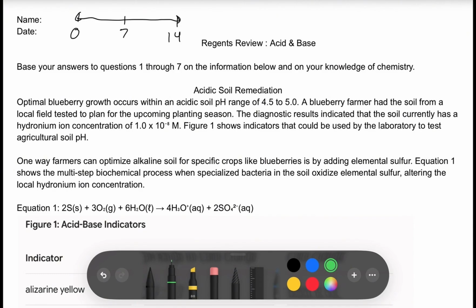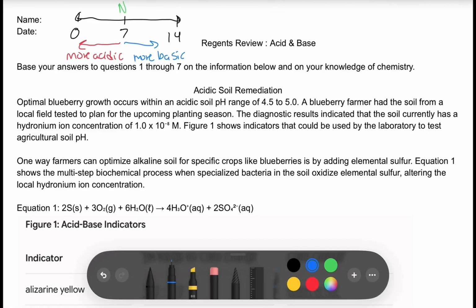So I'm going to mark that as neutral in green. And a pH of 7 means that the solution is neither acidic nor basic. An example is pure water. But a pH below 7 indicates that the solution is acidic. So the lower the pH, the more acidic a solution is. But if you have a pH above 7, it indicates it's a basic solution. So the higher the pH, the more basic the solution is. So I'm going to mark it as more acidic, and then here it's more basic.